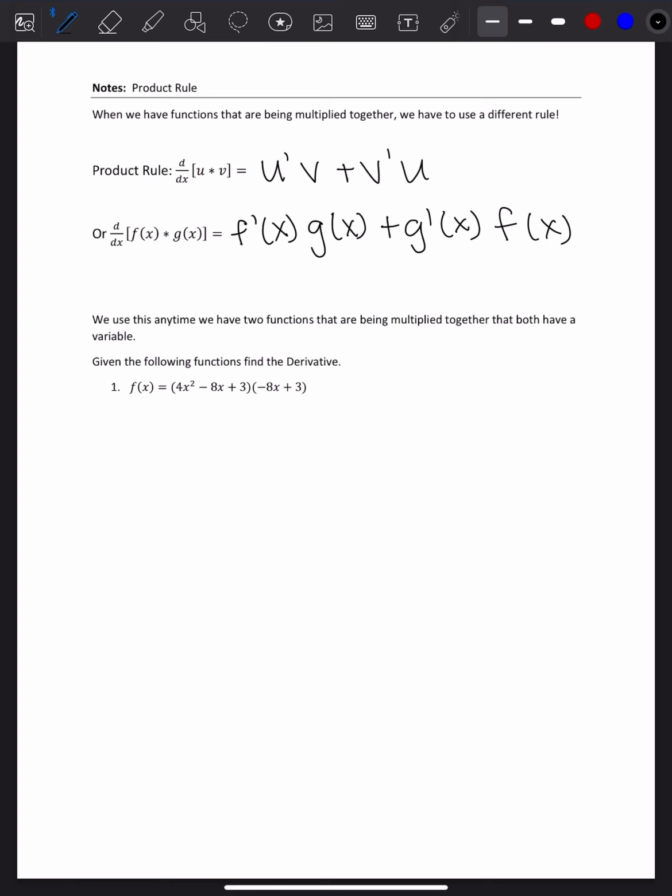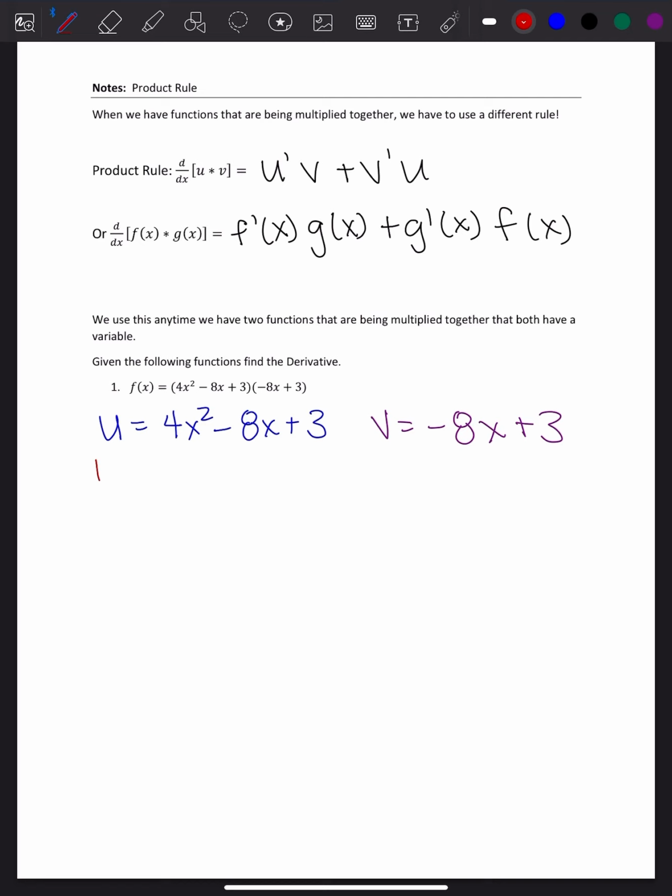When we look at functions like this, the first thing we're going to do is figure out which one we want to be f and u, and which one we want to be v. I'm going to pick some different colors. I'm going to make u equal to this first one, 4x squared minus 8x plus 3. We're going to make v negative 8x plus 3. Because it's multiplication, it doesn't really matter which one's u and v, but later on, u and v are going to make a difference.